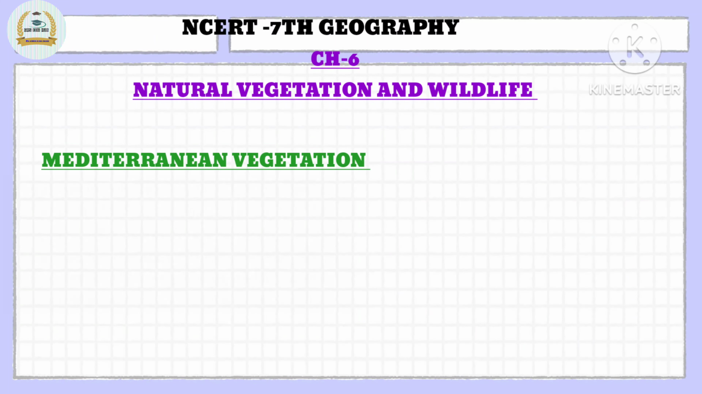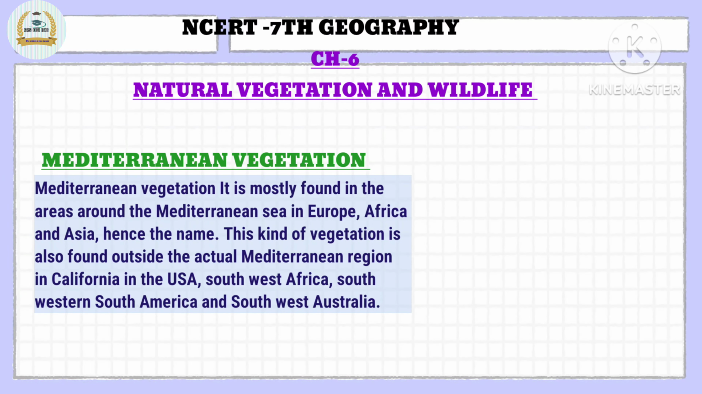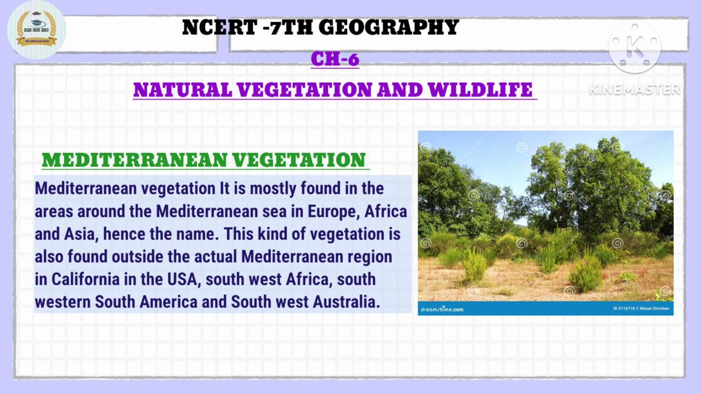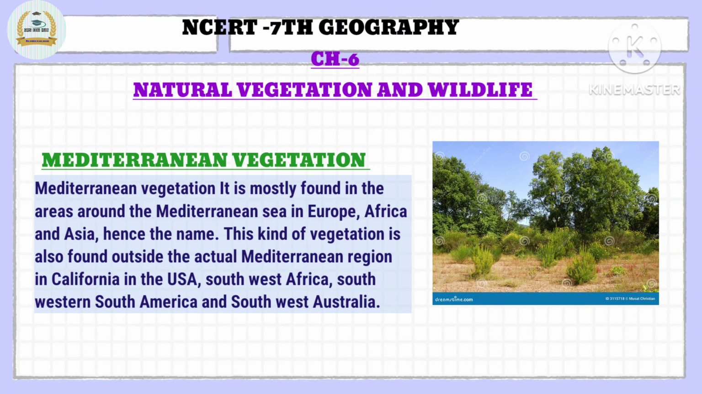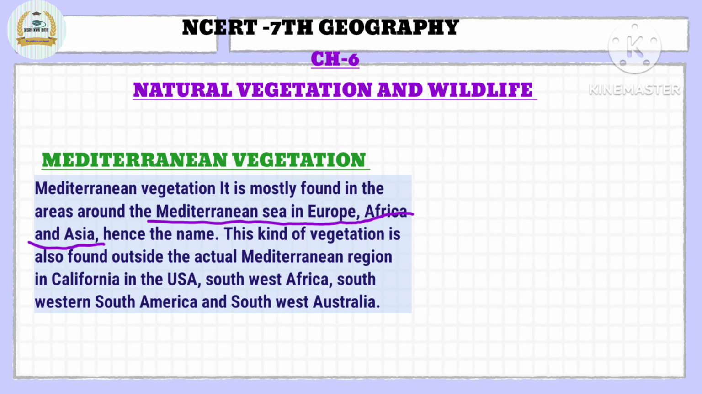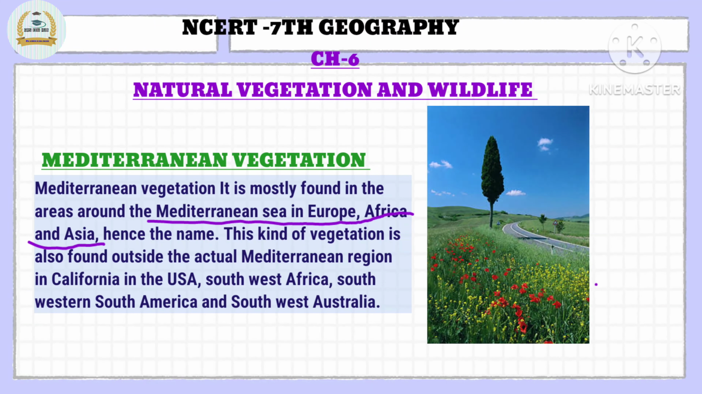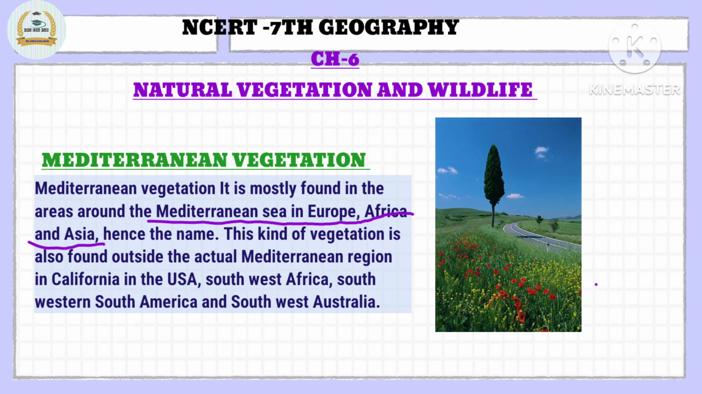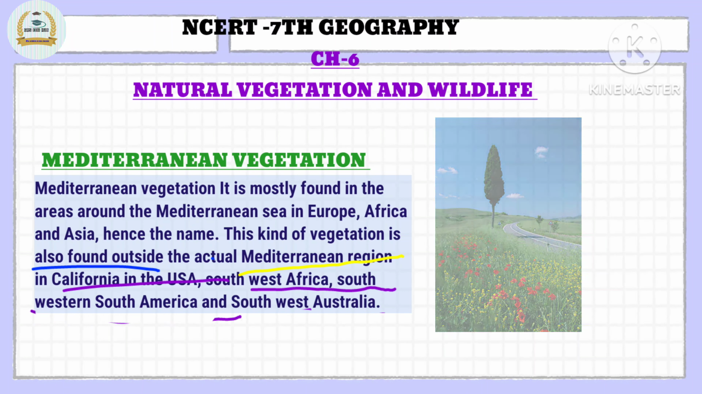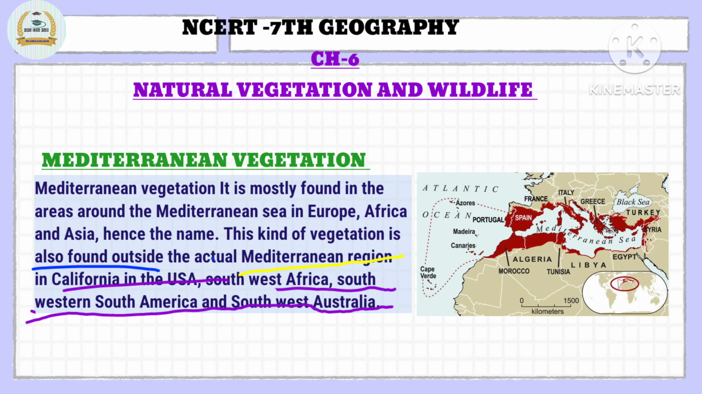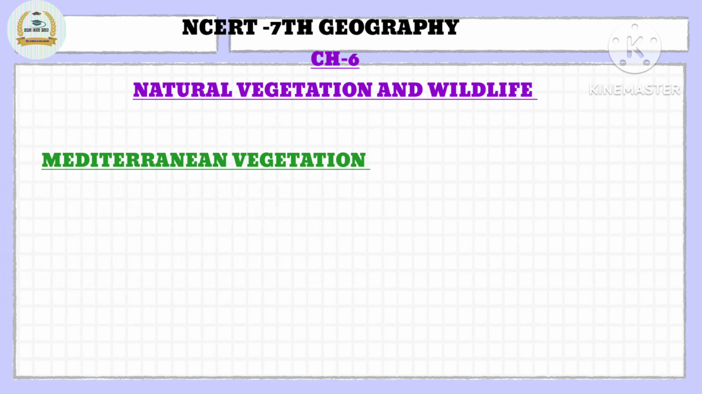Mediterranean vegetation. The Mediterranean vegetation is mostly found in the area around the Mediterranean Sea in Europe, Africa, and Asia. Hence the name Mediterranean vegetation. This kind of vegetation is also found outside the actual Mediterranean region, in California in the USA, southwest Africa, southwestern South America, and southwest Australia.